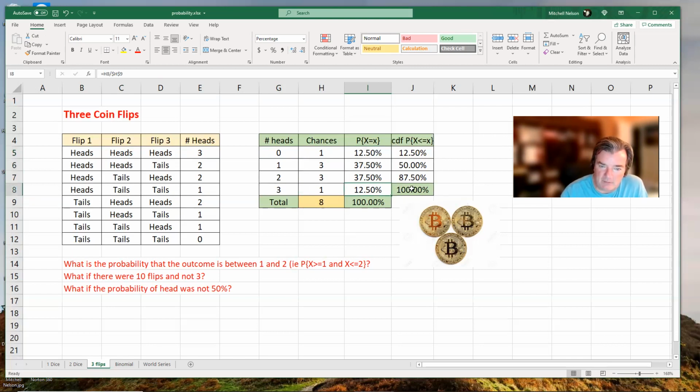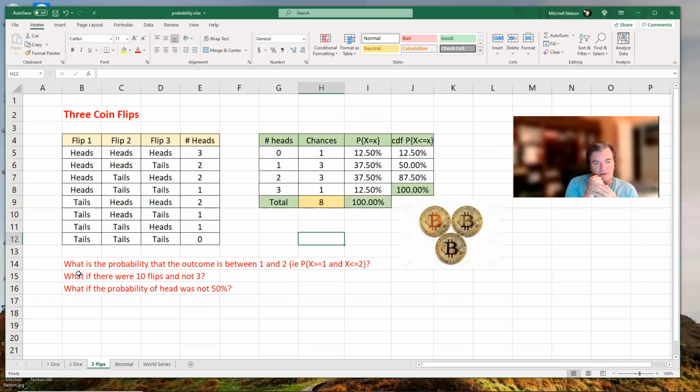And then the probability that I get 3 heads or less has to be 100%. Otherwise, I did something wrong with my Excel spreadsheet. The probability that I will flip 3 coins and get 3 heads or less has got to be 100%. And the probability that some result comes out has to be 100%. Okay, so now this adds an interesting question.